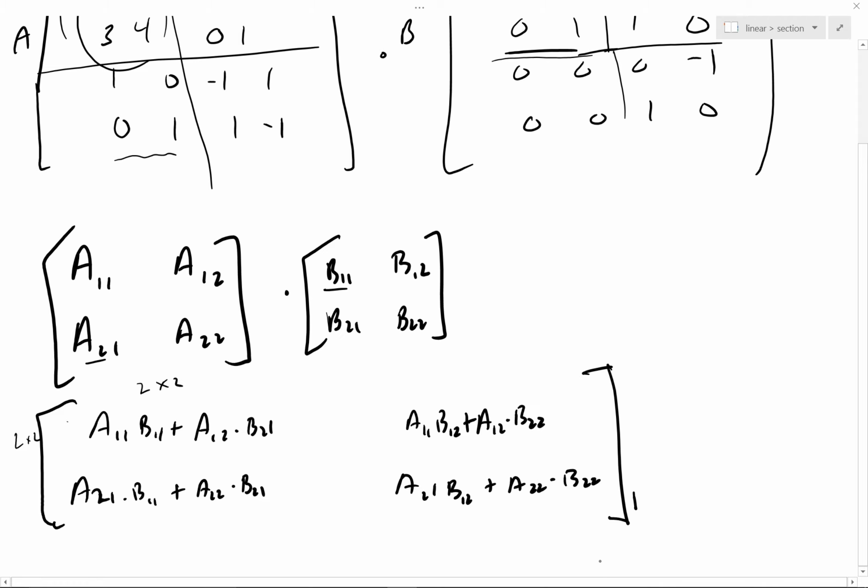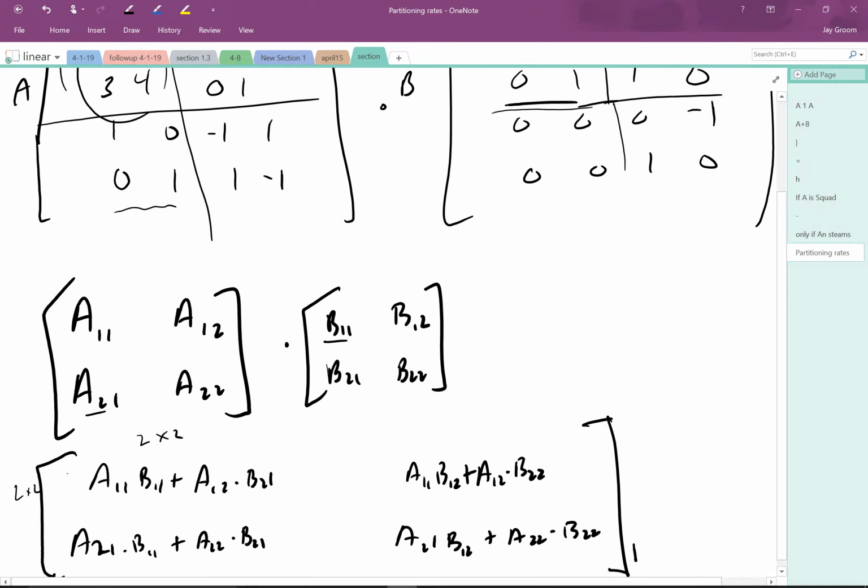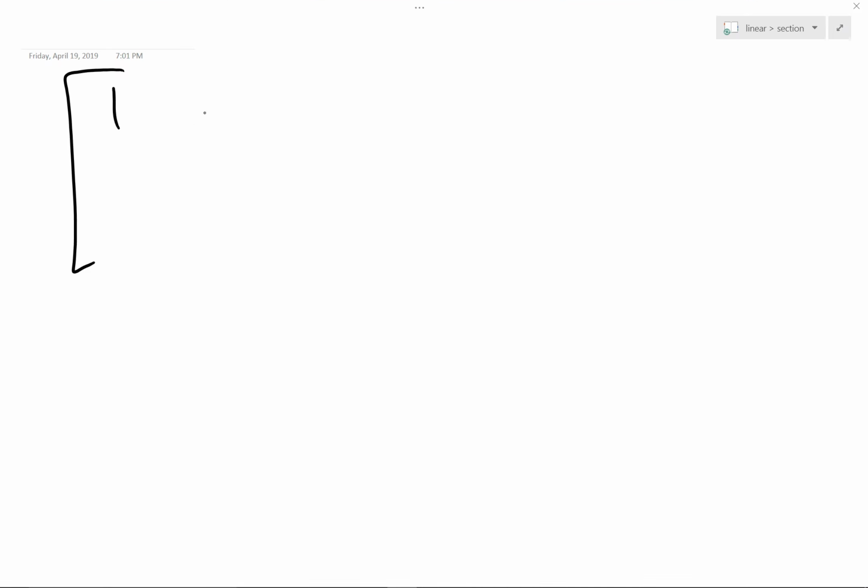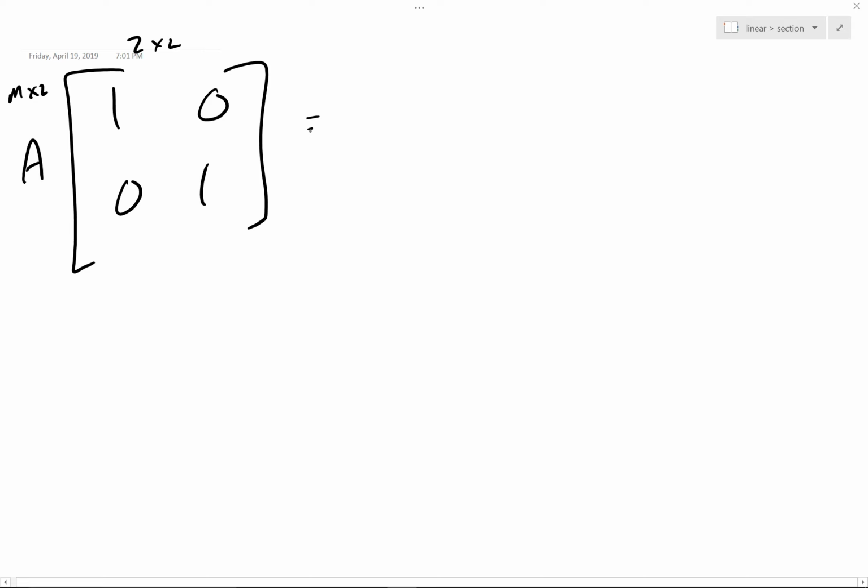Now, a couple of things to mention before we do this problem. Maybe it's been a while since you've seen this. 1, 0, 0, 1. This is a 2 by 2 identity matrix. Any M by 2 matrix on this side times this 2 by 2 identity will give me A again. Clear? Now, suppose you multiplied the identity matrix by A, where A is a 2 by M. Well then again, you will still get A.